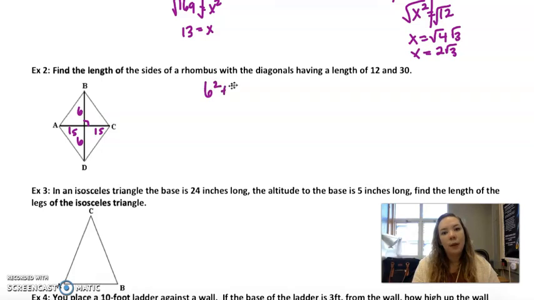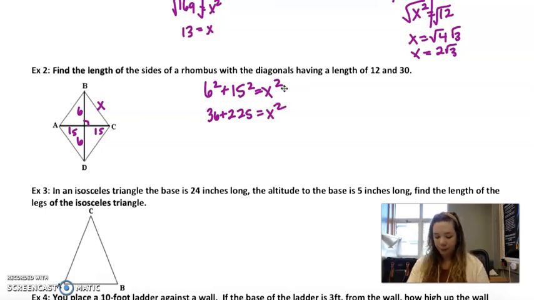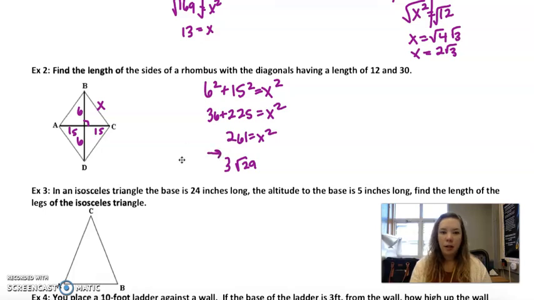So I'll do 6 squared plus 15 squared equals x squared. So 36 and 225 would be 261. And if I square root that, it looks like 3 root 29 would be our simplified radical. And if I wanted to add a step in here, that's really because we have 9 and 29 are factors of 261 for x. All right, so that'd be the side of our rhombus.